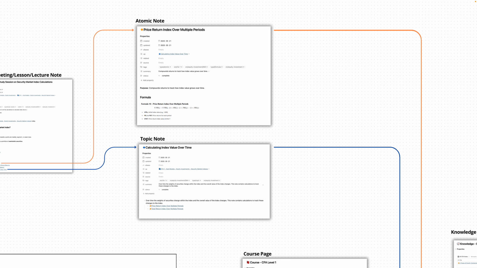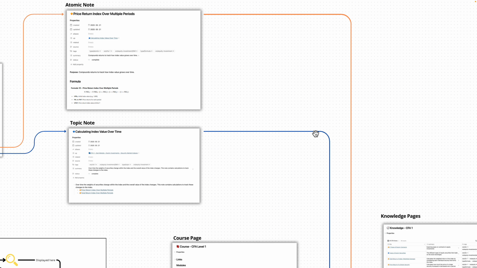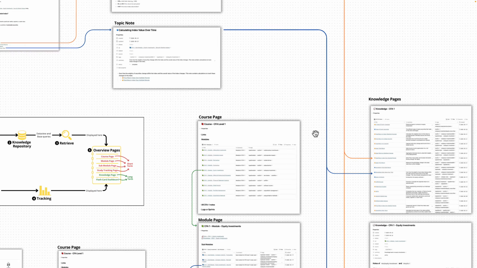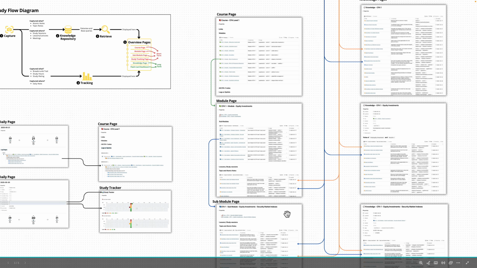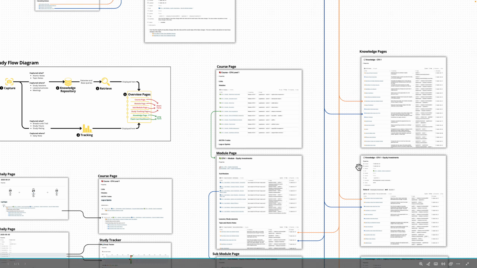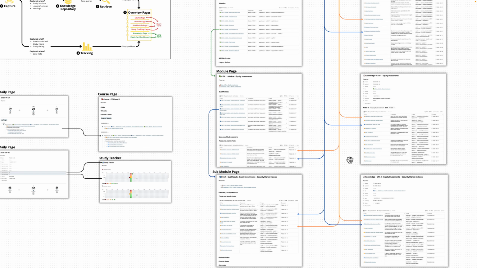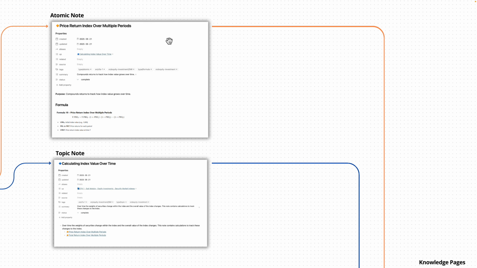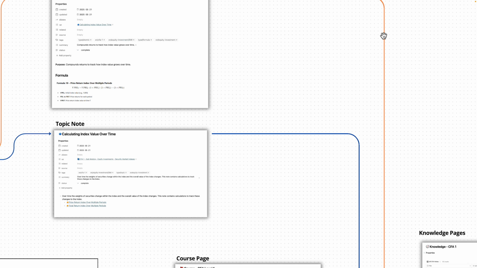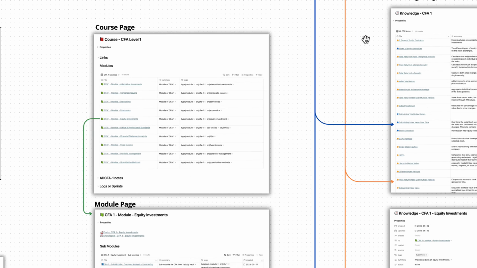Now these atomic notes and topic notes, they are populating our knowledge base within our personal knowledge management tool. And you can see where they flow. They flow all the way to our course pages, our module page, and our submodule page. So for the topic note, you can see it goes to multiple places automatically. And for our topic note, if we follow the line, we can see that it's also going to multiple places.